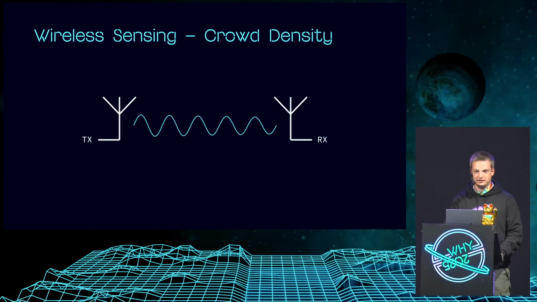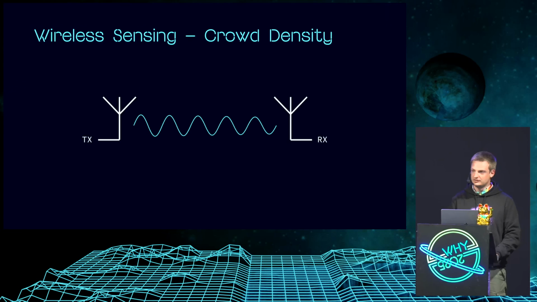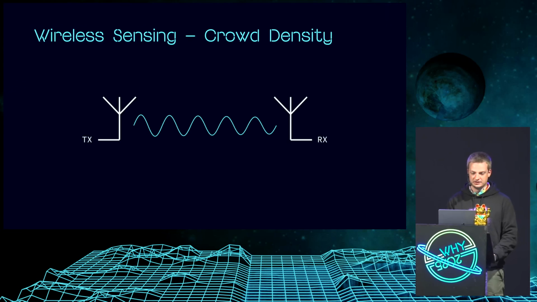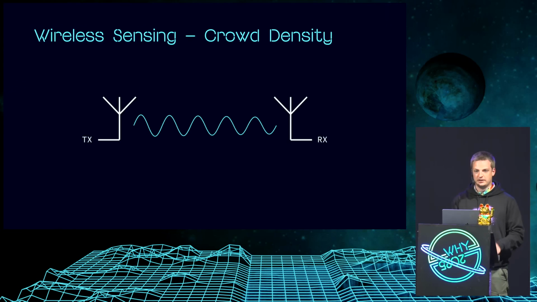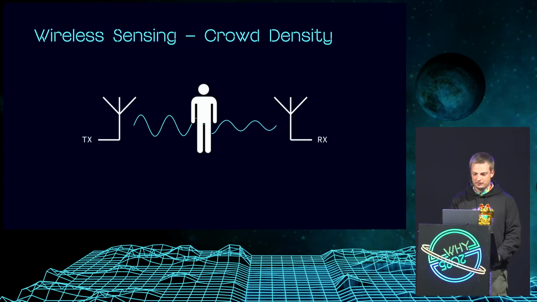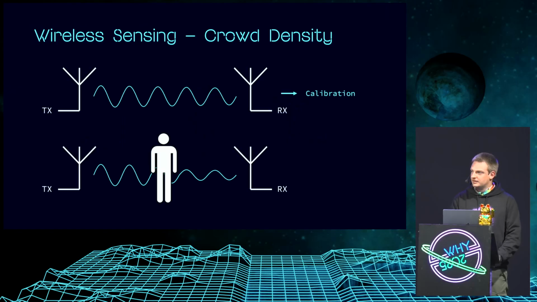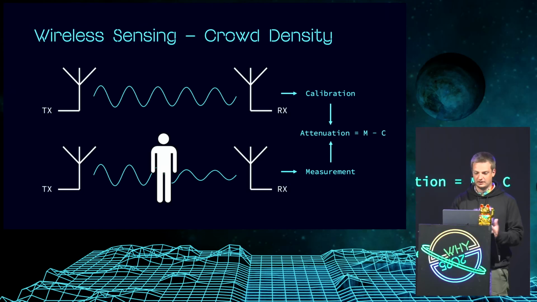How it works is we use wireless sensors that transmit and receive signals. If the environment is empty, we can measure a certain signal strength on the receiving node. If a person or multiple persons are standing in between, the signal will be attenuated and we will receive a lower signal strength. So by using the empty environment as a calibration, we can take the difference with measurements when people are present in the environment. We can take the difference and we can get our attenuation.